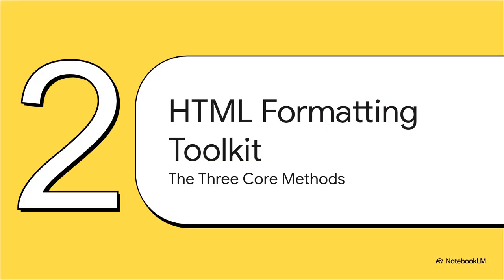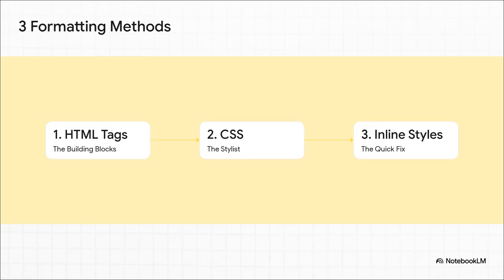So, how do we actually do all this? Let's open up the basic toolkit. It turns out there are really three core ways you can format a web page. First up, you've got your basic HTML tags. These are the fundamental building blocks. Then you have something called CSS, which is like a professional stylist that controls the look and feel in way more detail. And finally, there are inline styles, which are great for a quick one-off fix. But for right now, we're going to focus on the absolute foundation, the tags themselves.